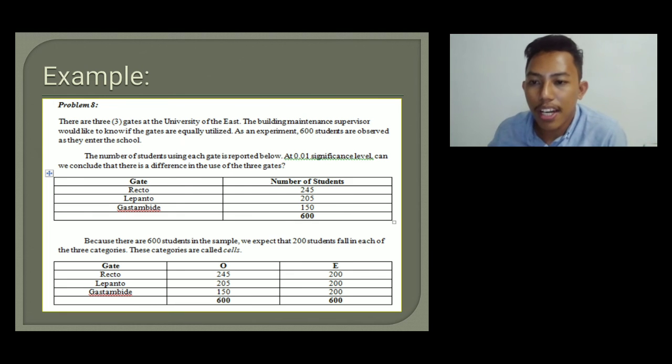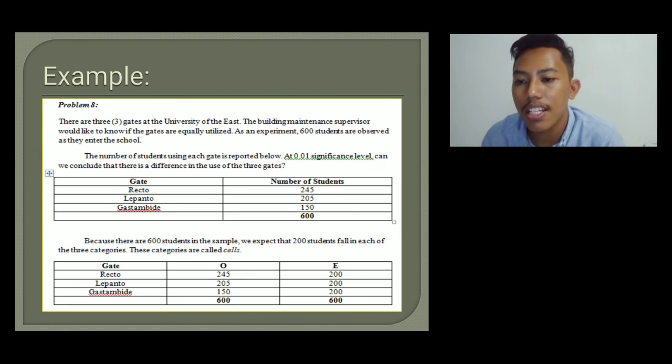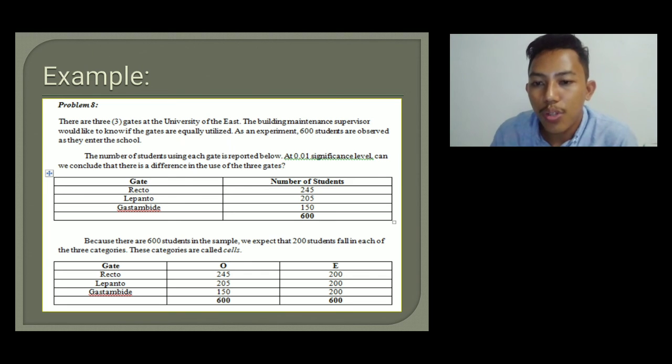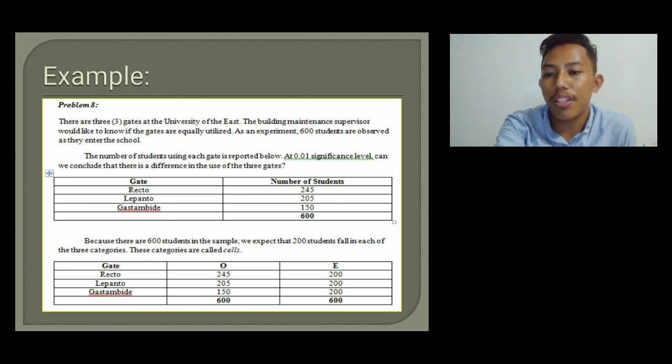So the names of the gates are Recto, Lepanto, and Gastambide. The number of students: the first gate is 245, the second gate is 205, and the third gate is 150, for a total of 600 students. Because there are 600 students in the sample, we expect that 200 students fall in each of the three categories. These categories are called cells. So our E is 200, 200, 200. It is also equal to 600.